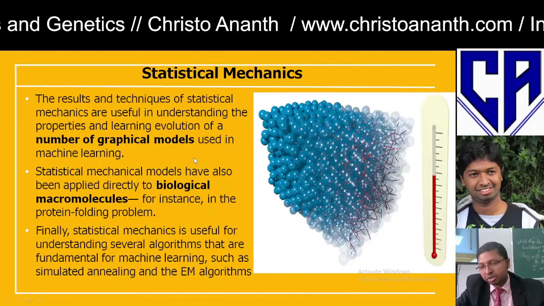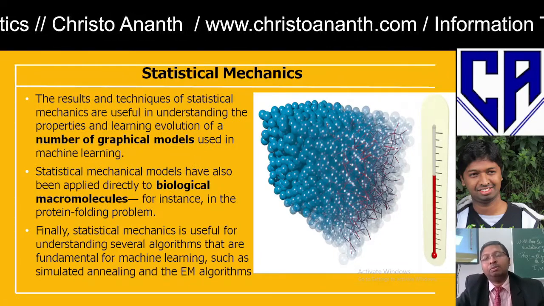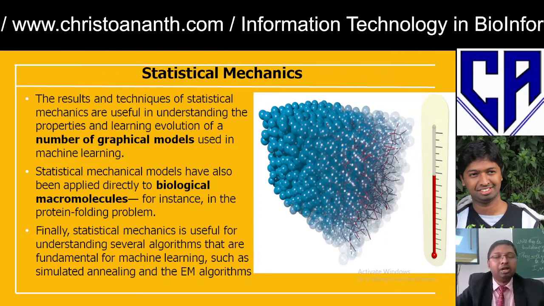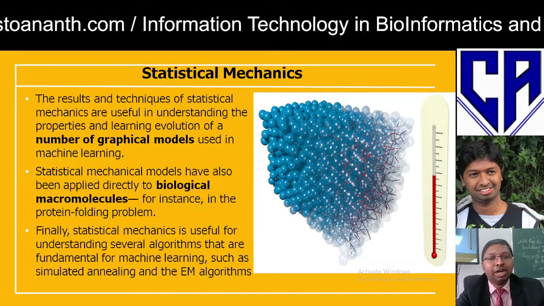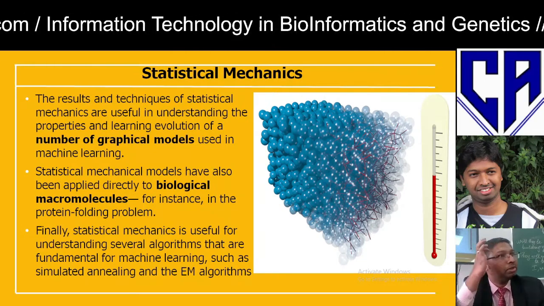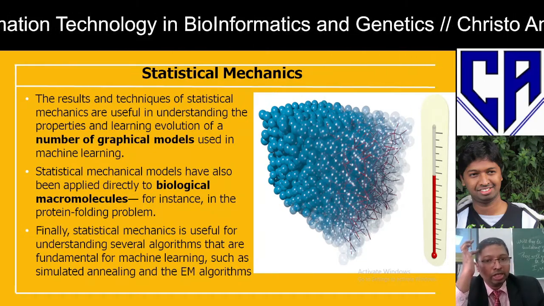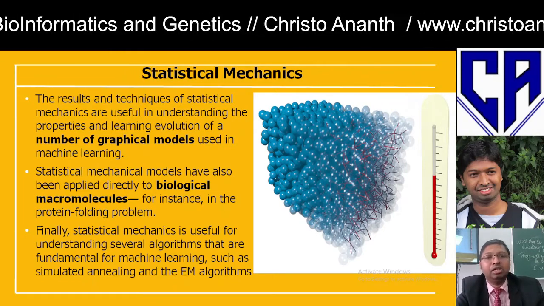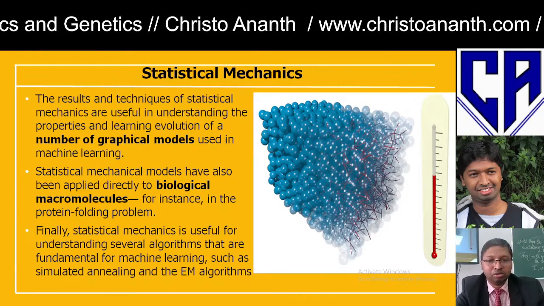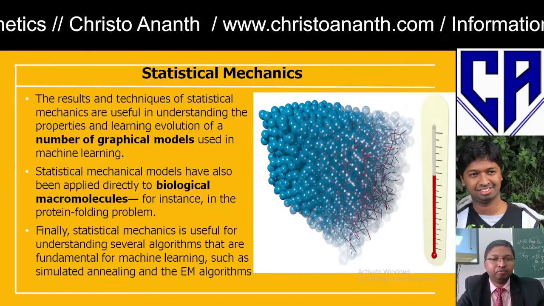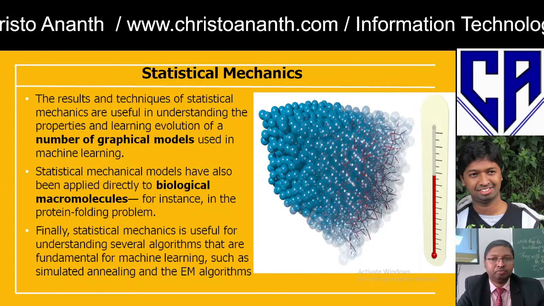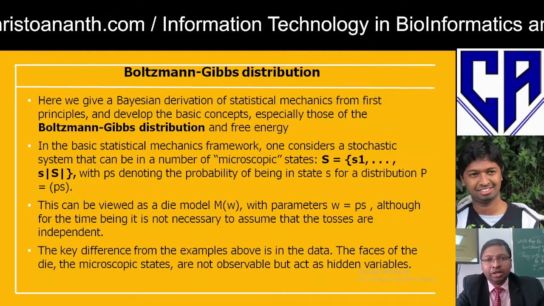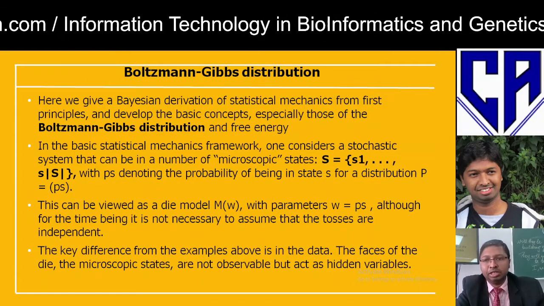So we tend to use statistical mechanics in computational biology and synthetic physics as well. Where we would try to evolve a number of graphical models used in machine learning, and we tend to apply these statistical mechanical models to biological macromolecules. From this, we find the Boltzmann-Gibbs distribution.